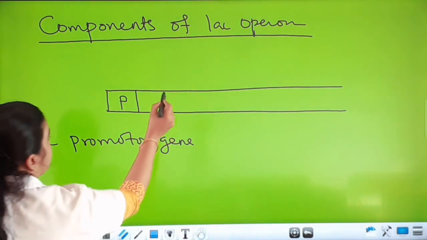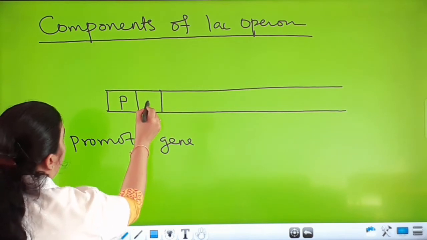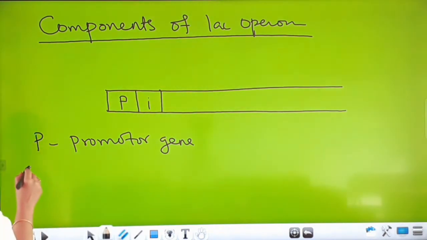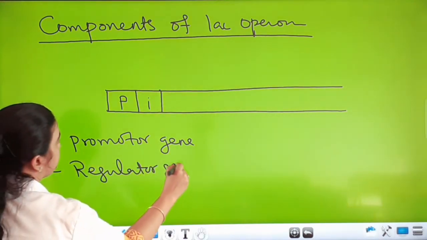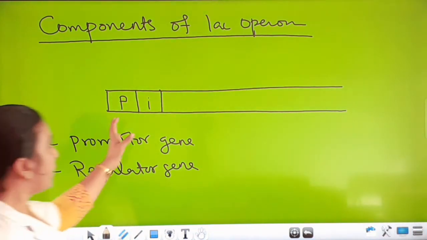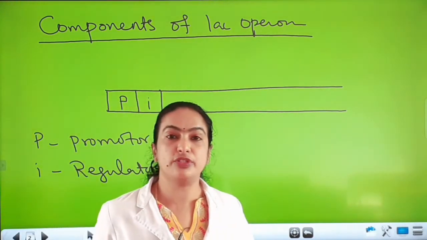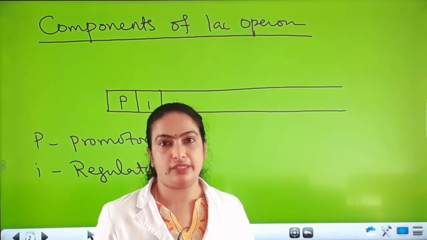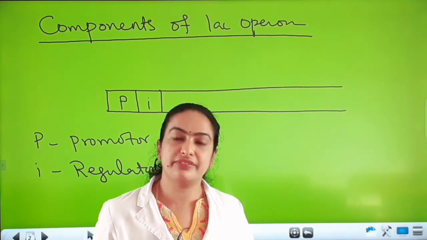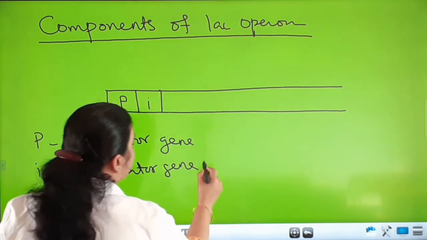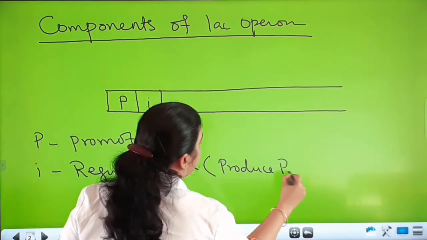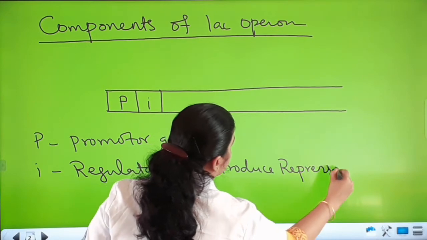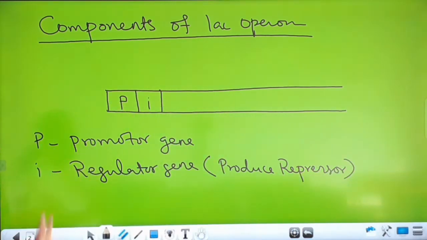And the next gene is the I gene, or regulatory gene, or regulator gene. The regulator gene is responsible for the production of a protein called a repressor. So it produces a protein called a repressor. So this is the I gene.